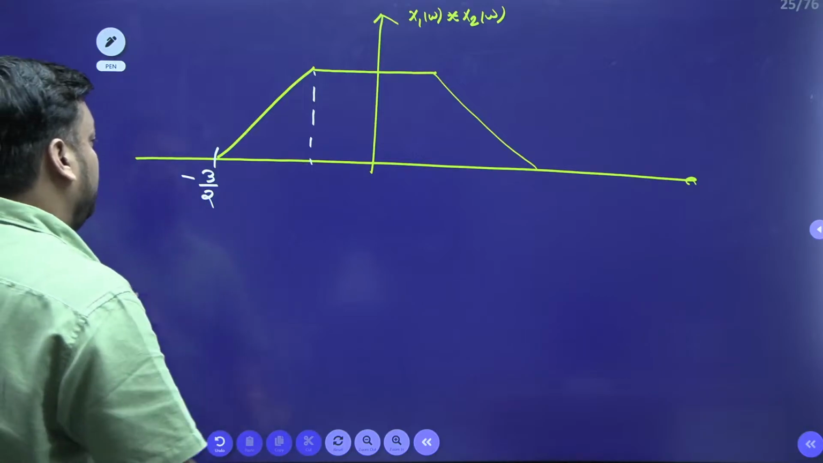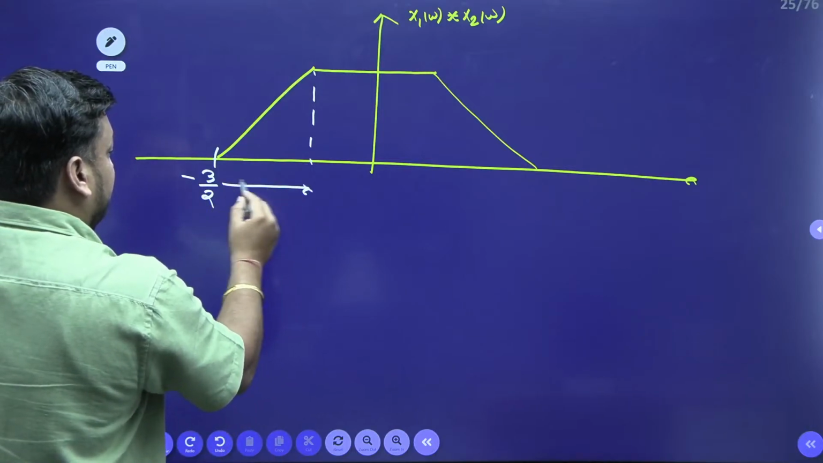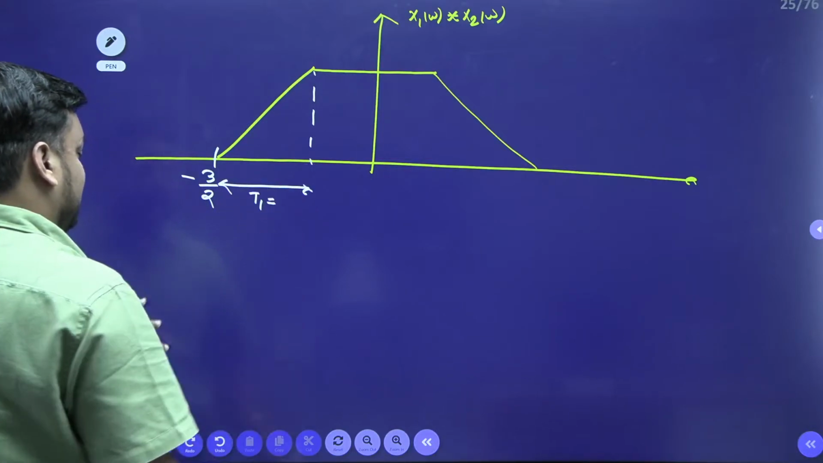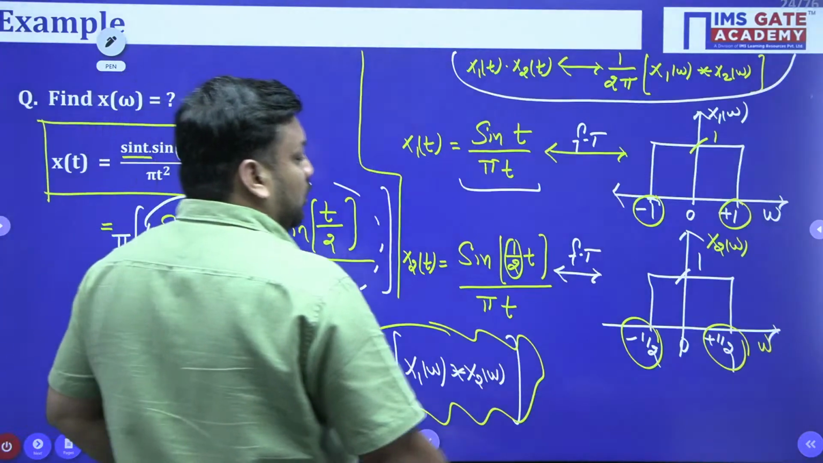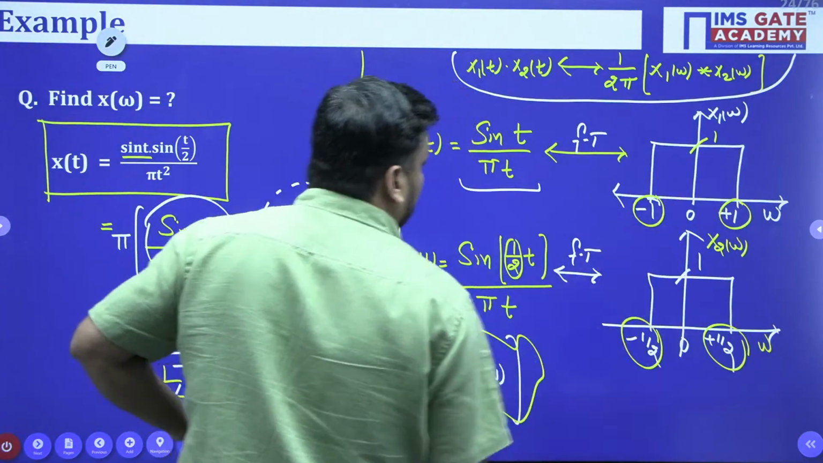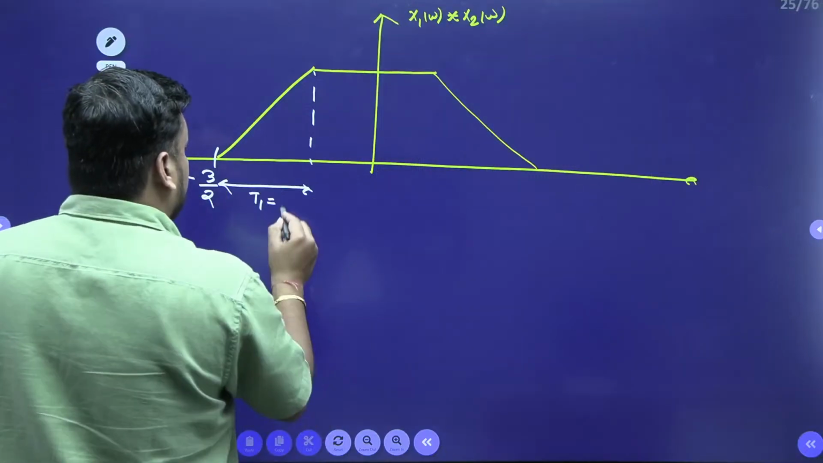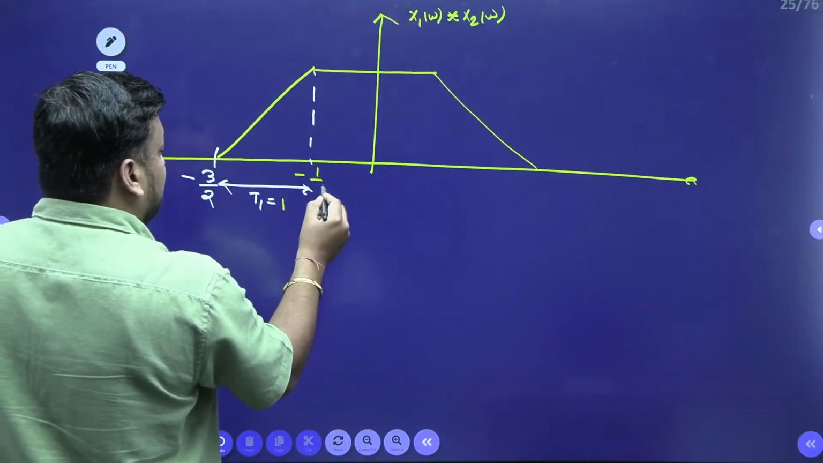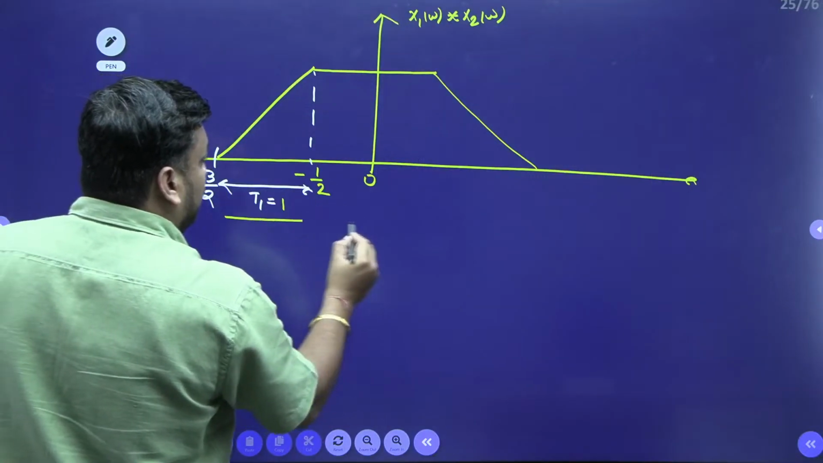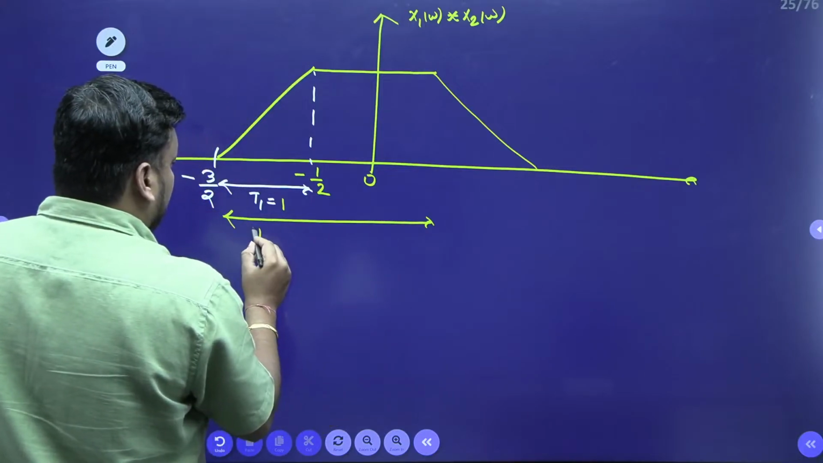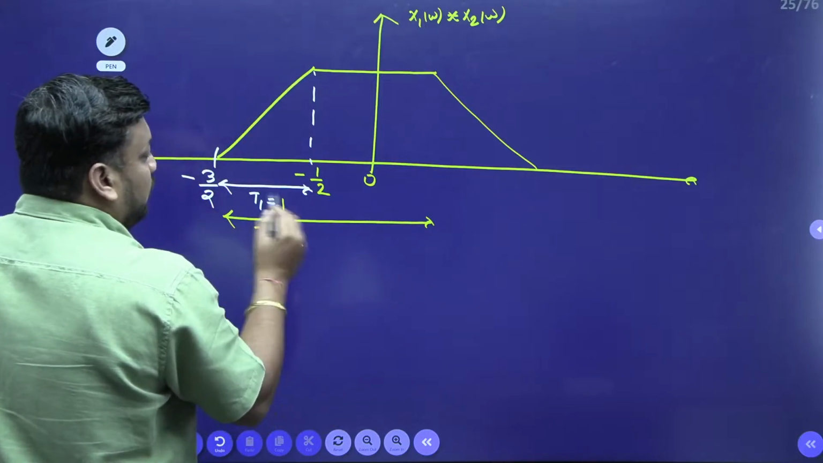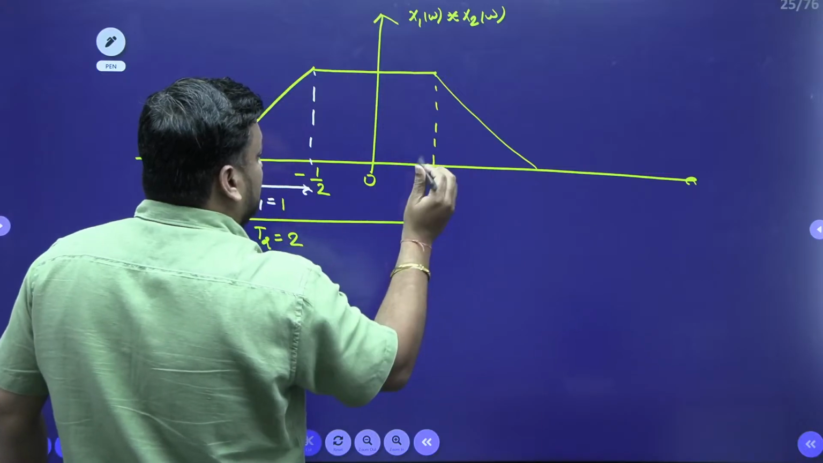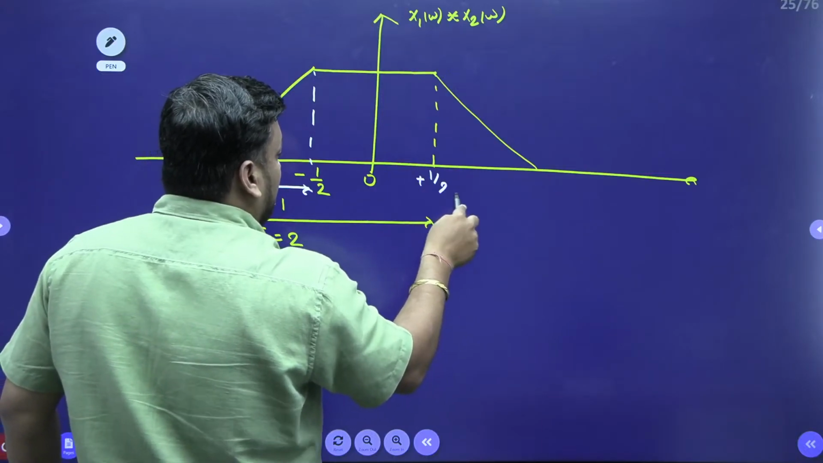And now, from minus 3 by 2 you need to travel T1 distance. T1 means whichever is less. So what is T1? The total time duration is 1 here, and here it is 2. So T1 means 1 distance you need to travel, so you will reach minus half here. After that you need to travel T2 distance, and T2 is nothing but 2. So when you travel 2 distance, you will reach plus half.